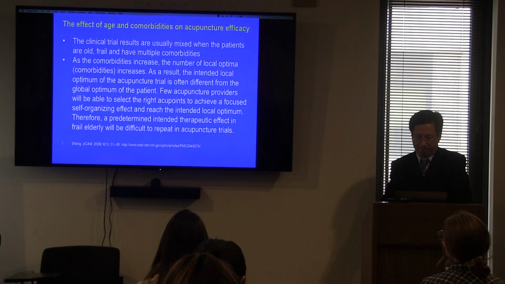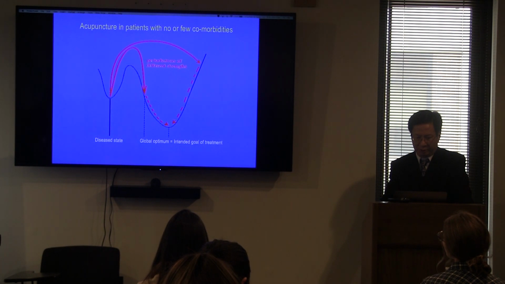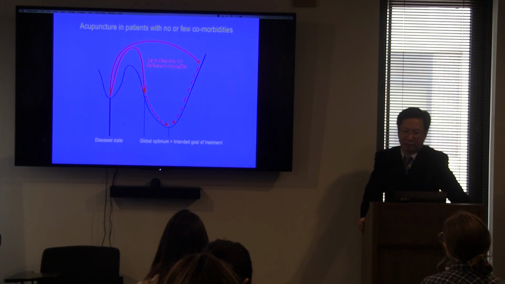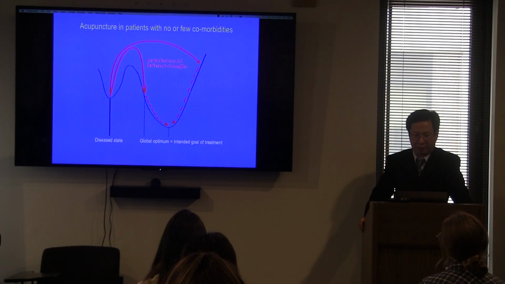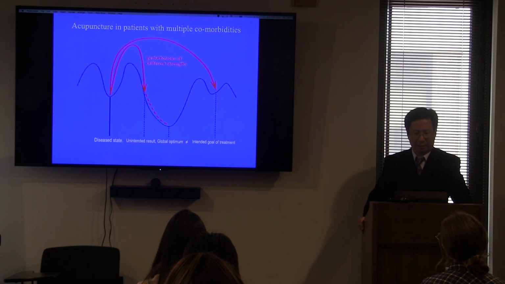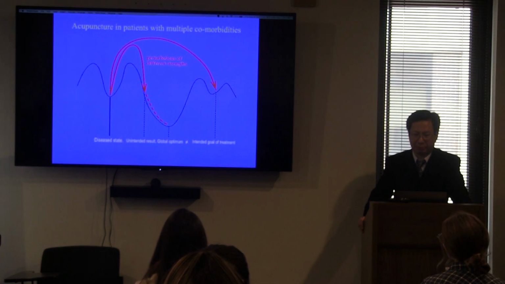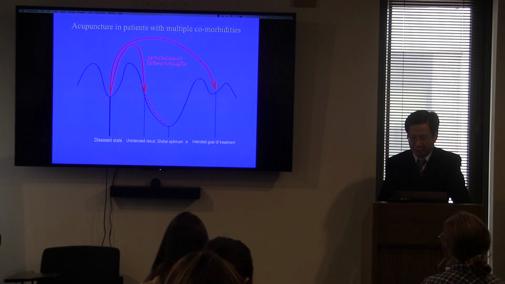So here is a diagram illustrating the effect of acupuncture treatment. As I mentioned, if the patient is relatively healthy and there's only one problem going on in the system, then different stimulations can essentially cause the same effect. It all goes to the global optimum, which is the same as the intended goal of the treatment. But when you have multiple things going wrong, then the intended goal may be different from the global optimum, and the treatment may often miss the goal as a result. And that's also the reason why acupuncture tends to be less effective in patients with multiple comorbidities.